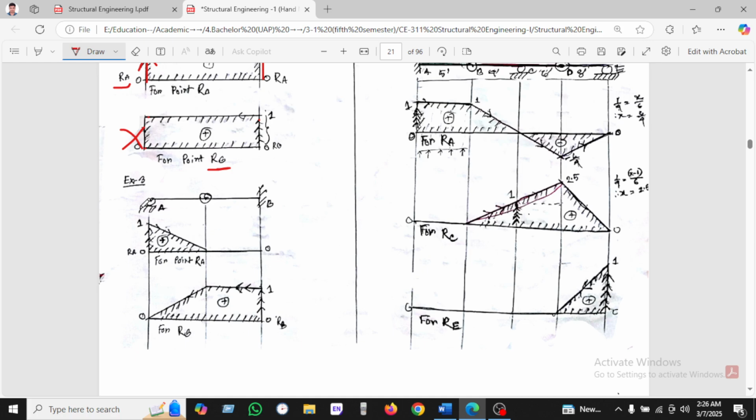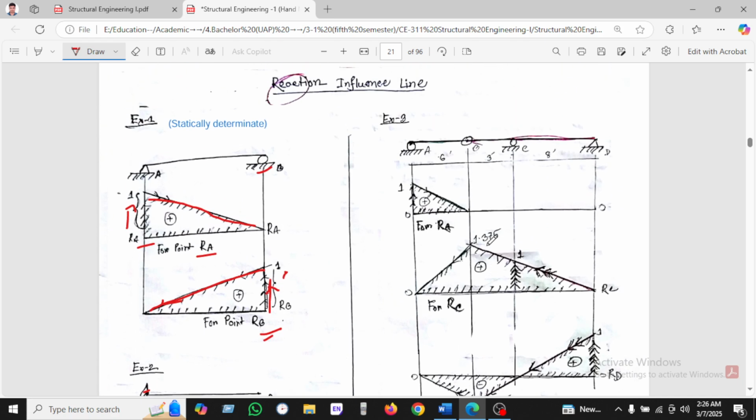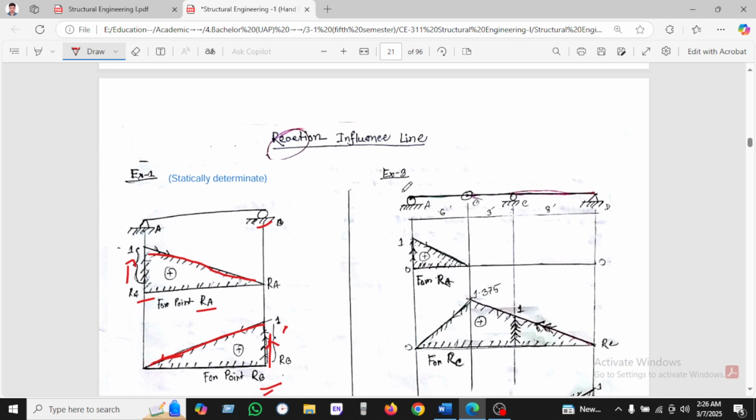So in the third one, we can see RA: it will be one unit upward, then it will go down. And for B, we take one unit, the whole portion will go upward, and then it will go down and intersect at the point. So we can see another example here.